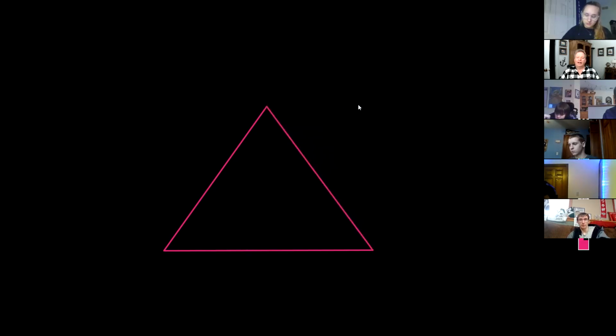Do you agree that is an equilateral triangle? Let's say that each side of this equilateral triangle is 1 foot long. What's the perimeter of this equilateral triangle? 3 feet. Okay.